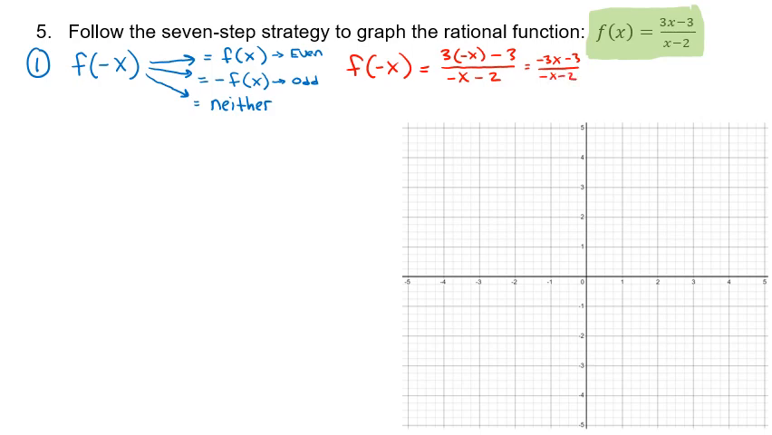That's not the function we started with. That's not the original f of x. So it's not even. That is not the negative of the original function because only some of the signs changed. The 3x became negative, but the minus 3 on top stayed minus 3. So that's not odd. So there's no symmetry. Well, at least there's no origin symmetry and no y-axis symmetry.